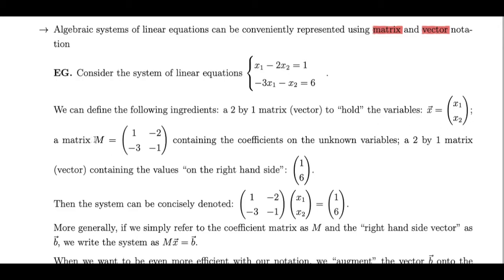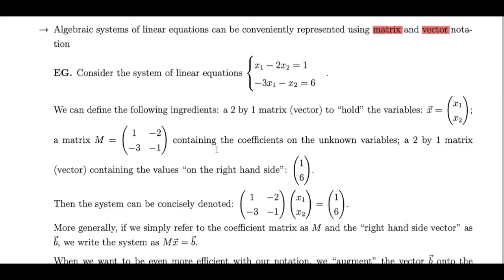Then I define a matrix which I've called capital M here, which contains the coefficients in my original system. If you look at my system, the coefficients in the first equation are 1 and -2. Those are the coefficients on the variables. So those become the entries in the first row of this coefficient matrix. Similarly, my coefficients in my second equation are -3 and -1. Therefore, the entries in the second row are -3 and -1.